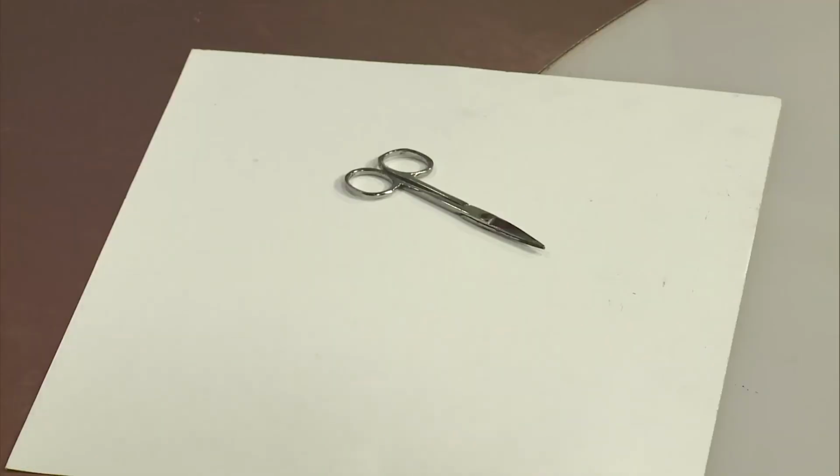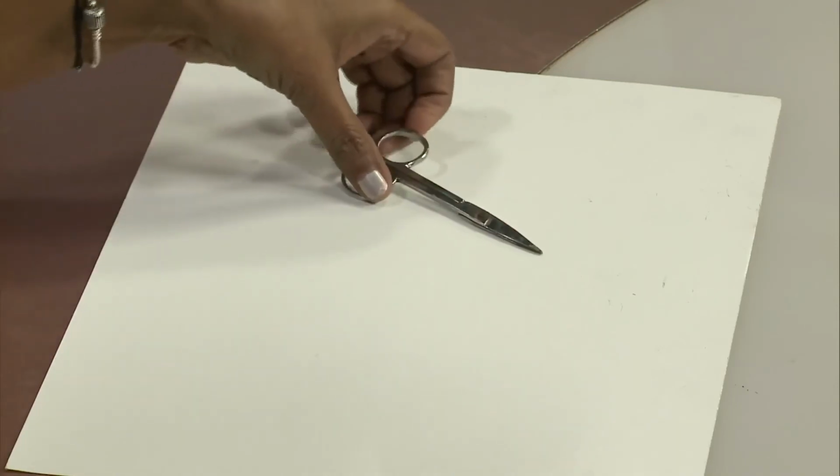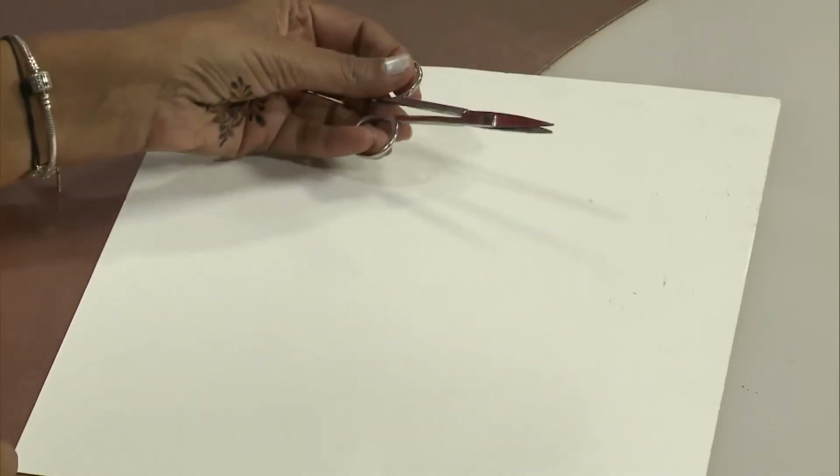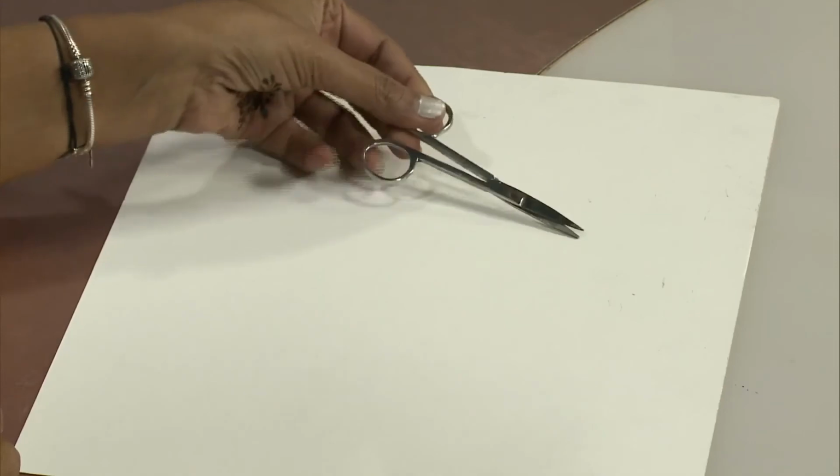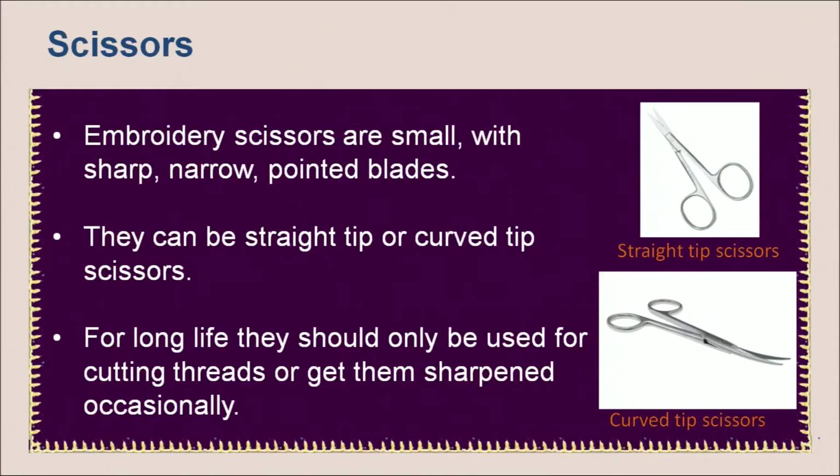Scissors are an important tool that we all must possess while we do embroidery. Embroidery scissors are small with sharp, narrow pointed blades. Mainly there are two types of scissors that are used for embroidery. For long life, they should only be used for cutting threads, or we should get them sharpened occasionally.